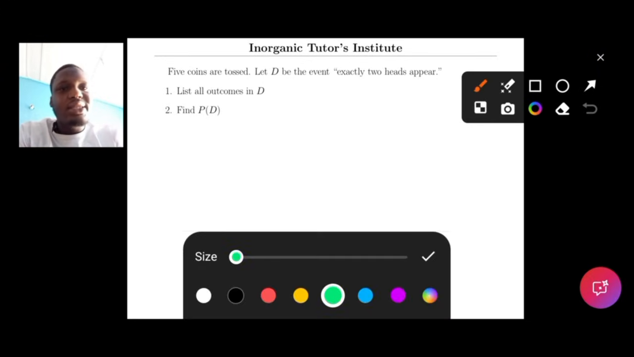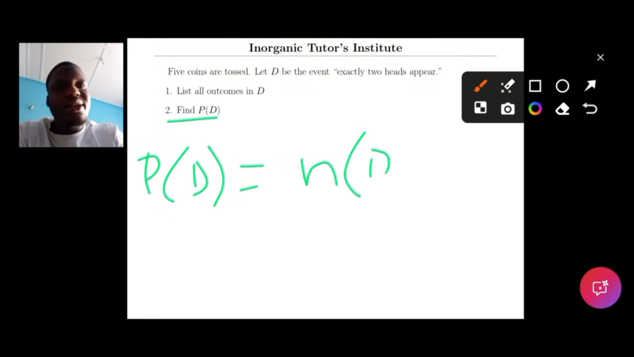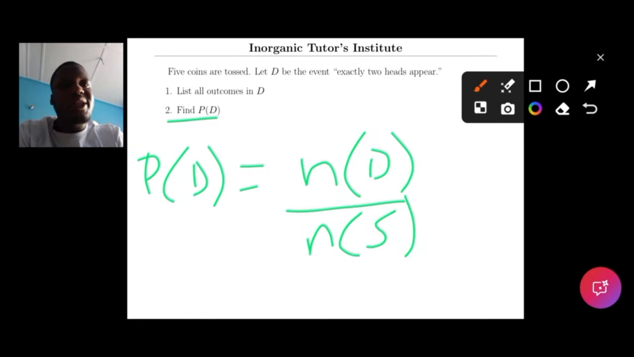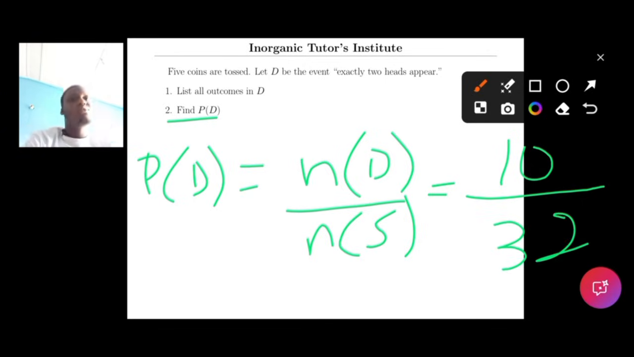Now, let's proceed to question 2, which is to find the probability of D, which we know to be the number of D over the number of sample space. The number of D we found to be 10, and the sample space is 2 times 2 times 2 times 2 times 2, or 2 raised to the power 5, which is 32. Okay, so that's how to solve this particular question.